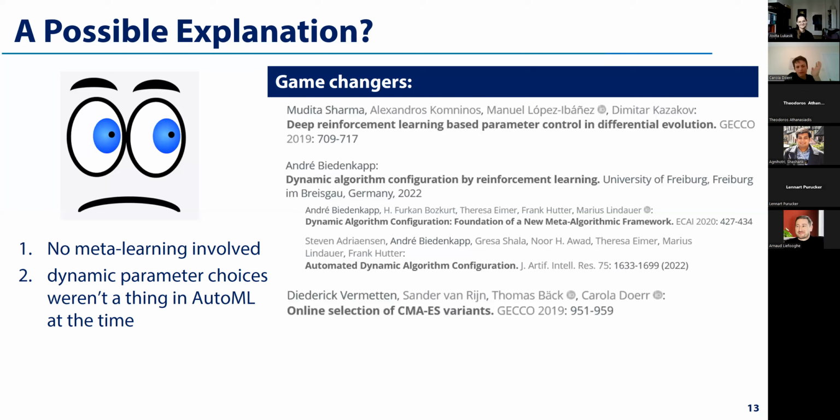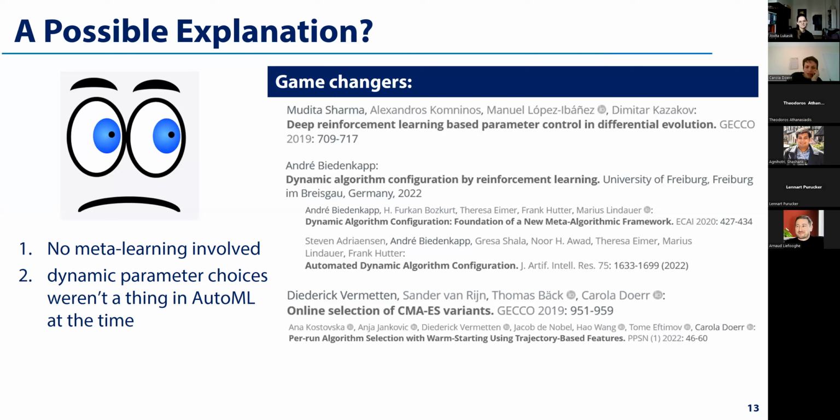And then we also worked on this. There's Diederik Vermetten and the whole group of Thomas Bäck in Leiden. We worked on this problem as well, starting with this work on online selection for CMA-ES variants. And then there's also work by Anja Jankovic, who was a PhD student in my team, and Anna Kostovska and Tome Eftimov and others. We work on what we call a per-run algorithm selection technique. We run an optimization algorithm, and then every now and then we ask ourselves, okay, should I change? Should I use a different algorithm, yes or no? Or should I change the configuration of my algorithm, yes or no? And if so, how, which algorithm should I use? And so on.